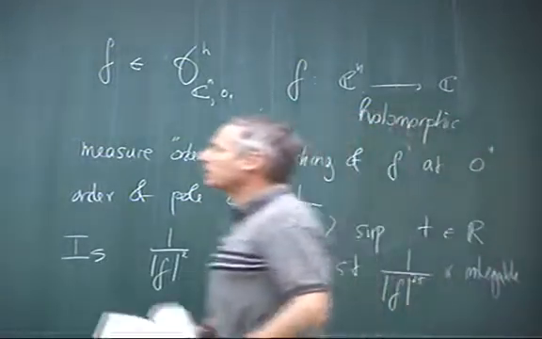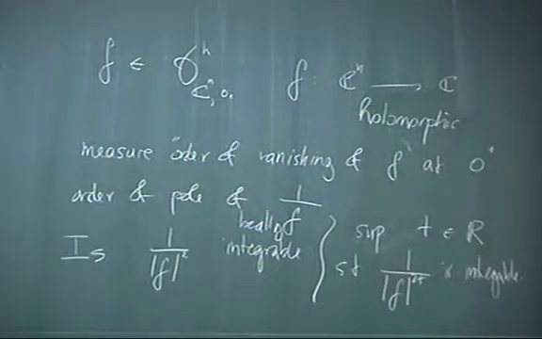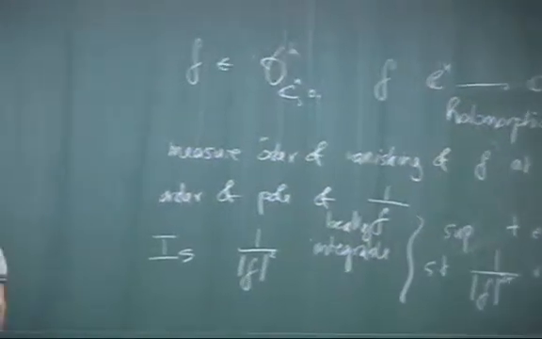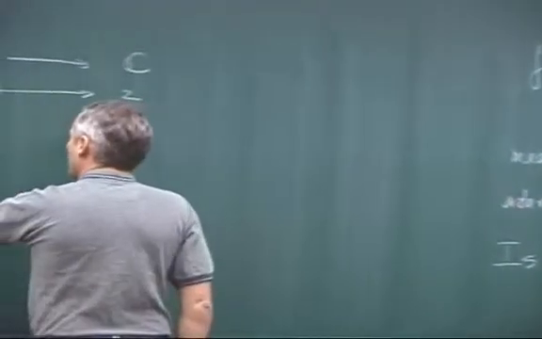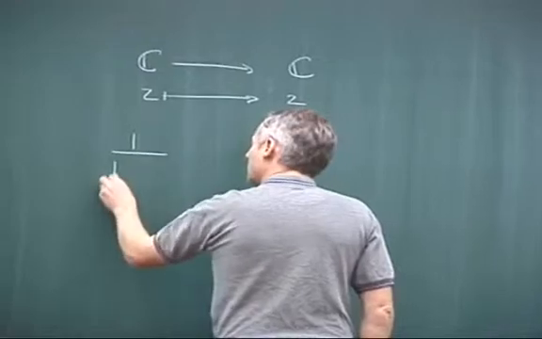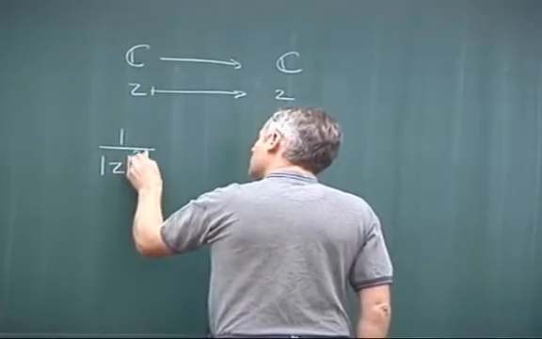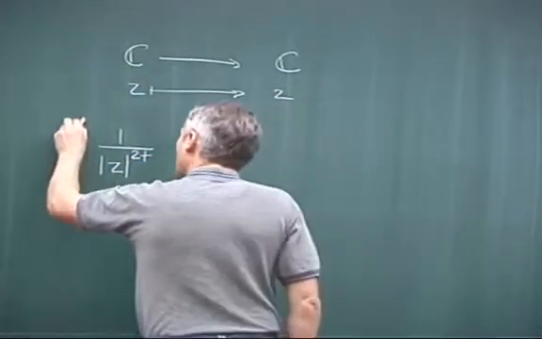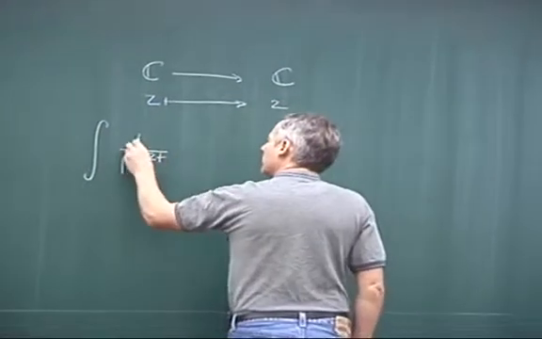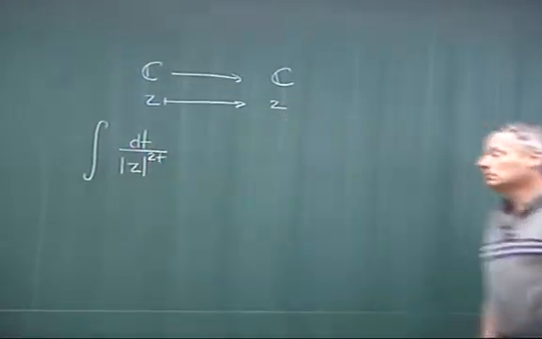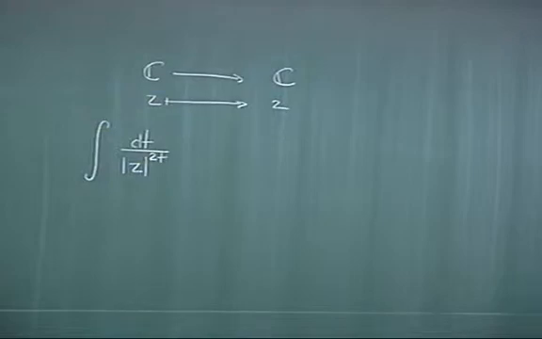So let me give you an example of this to give you an idea of what's going on. So a very easy example. Let's suppose I took from C to C, just z goes to z. Okay, so I am looking at 1 over |z| to the 2t, and I'm asking if that's integrable. So I'm looking at this integral.